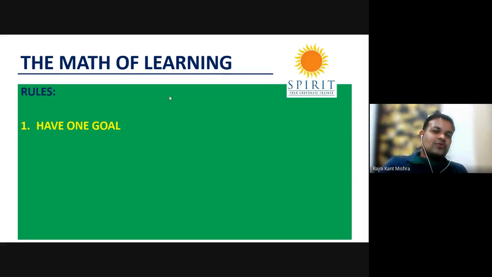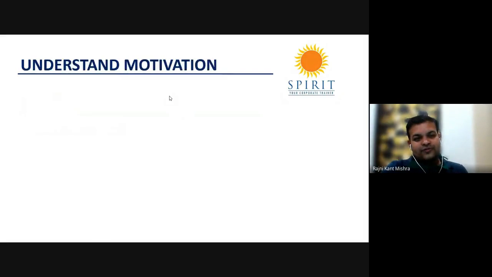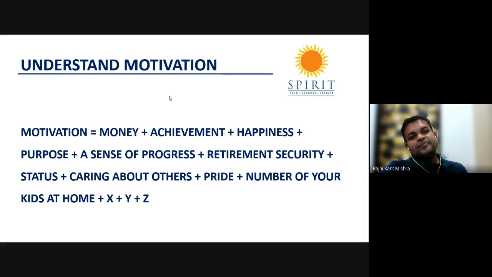This is where we want to understand motivation. When we talk about motivation, for some people, motivation is about money. For some people, it is about achievement. If I achieve something, I will feel motivated. For some people, it is about happiness. If I am happy, then I am motivated. For some people, it is about purpose, something that brings meaning. Then there is a sense of progress, retirement security, status, caring about others, pride, the number of your kids at home. For some, it is about retirement security. If this job will provide me enough security after I retire, then I feel motivated to do this job, something like that.